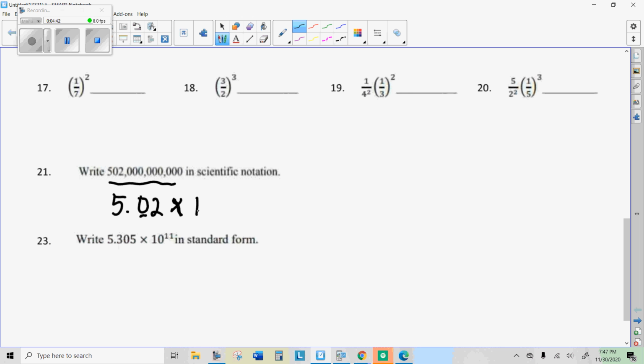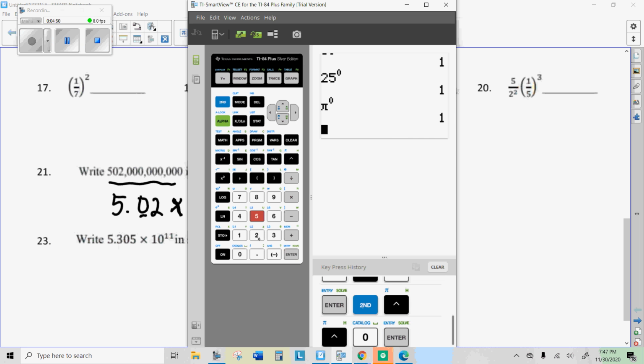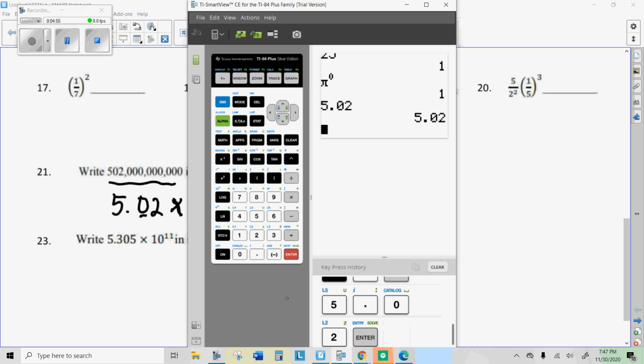They're not going to change that number. And then you're going to write it as a power of 10. Now, the power of 10 you decide will give you that number. So like if I take 5.02, and here's a little trick you can do. You press enter and then do times 10. Now every time you hit enter, it's going to multiply by 10 for you.